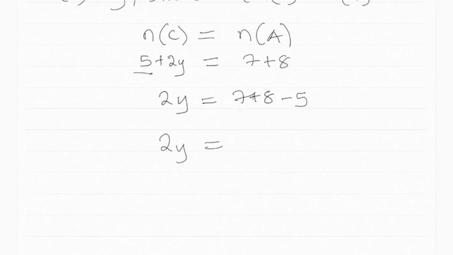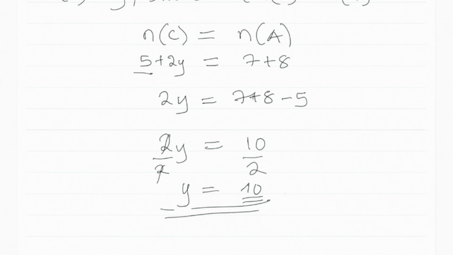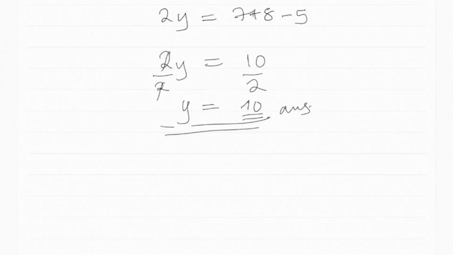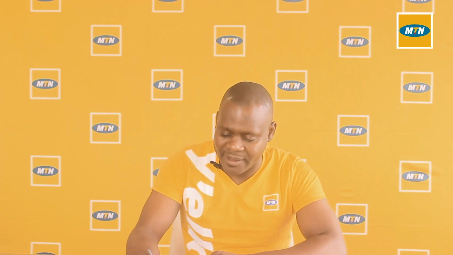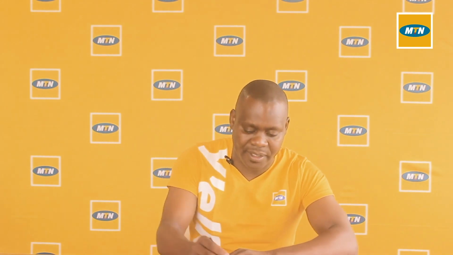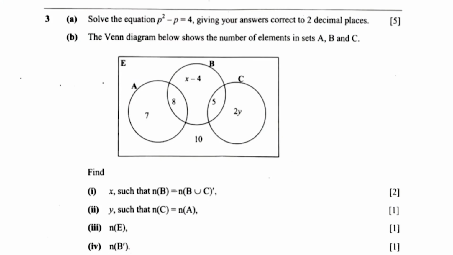So we have now 2y equals, when we say 7 plus 8, you have 15, and 15 minus 5, you have 10, and dividing both sides by 2, you have y equals 5. So the value of y, as asked in the question, is simply 5. So we can do a good job here by saying 5. Good. I guess you are happy to see that. Right? So now we are going to move on to another question that is part 3.